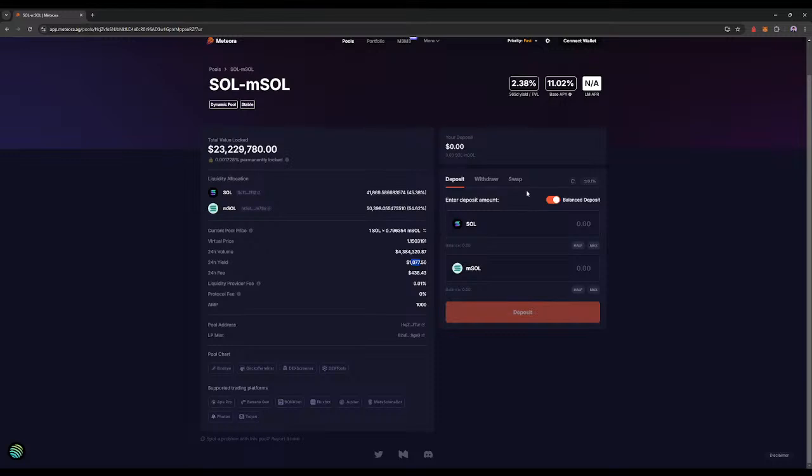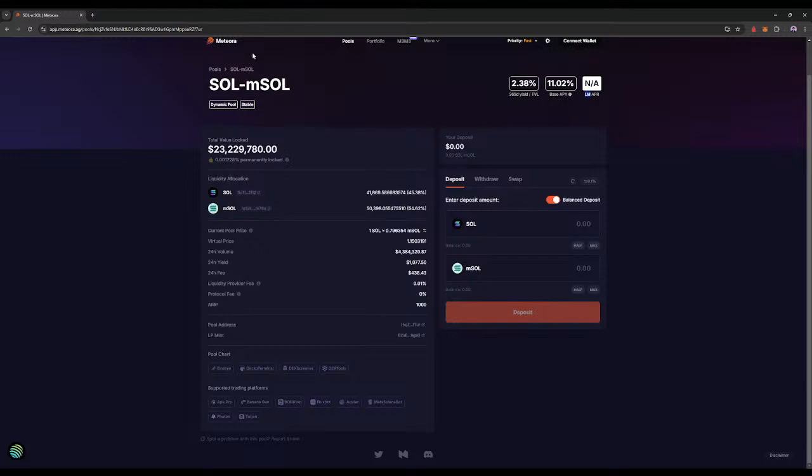Now, some of these pools might also have this LM APR. This is the liquidity mining APR. Some protocols, when they launch their tokens, add some additional rewards to incentivize liquidity providers to add liquidity to their pools. These additional rewards are distributed through these liquidity mining farms.